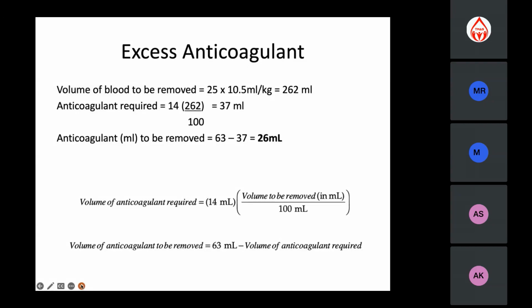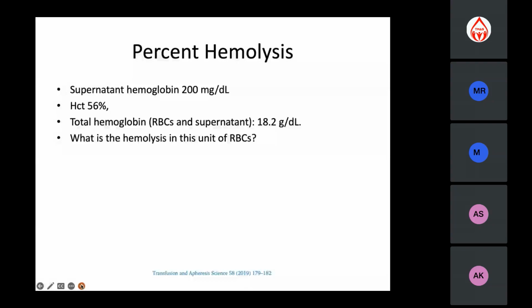The next example is percentage hemolysis. You are given a QC to estimate hemolysis. The supernatant hemoglobin level using a plasma hemoglobinometer is 200 milligrams per deciliter, the hematocrit of the bag is 56%, and the total hemoglobin content in the bag is 18.2 grams per deciliter. So what is the hemolysis in the RBC unit?